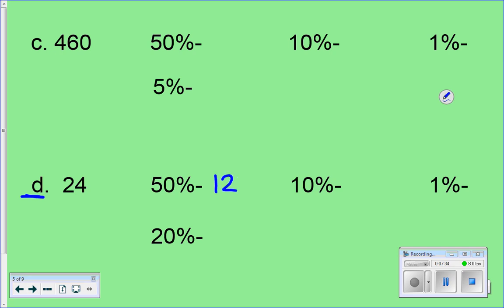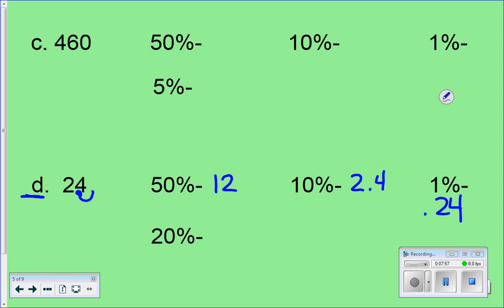Now, I'm going to say, what's 10% of 24? 2.4. Because remember, I just move my decimal one spot, then I get 2.4. For 1%, I move it 2 times, right? So then what's 1%? 0.24. Nice job.